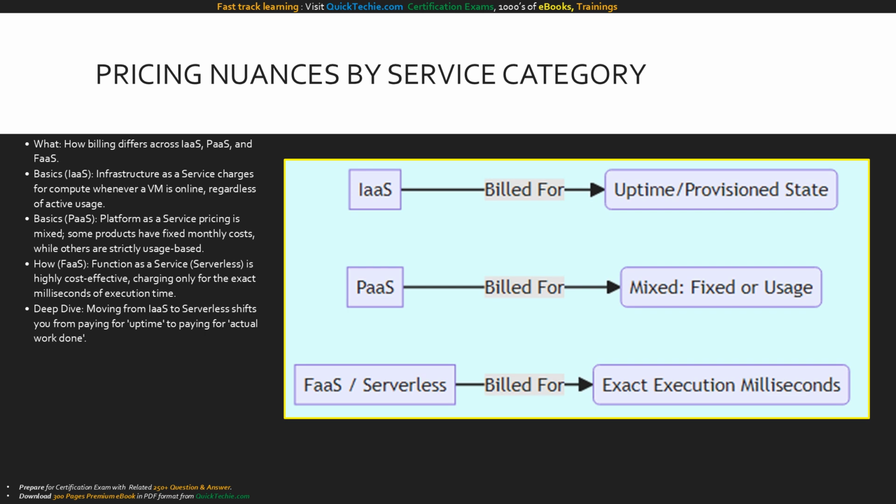This diagram contrasts the 3 service categories. IaaS bills you for simple uptime. PaaS provides a blended model of fixed and usage-based pricing. FaaS, or serverless, offers the most granular billing, charging you exclusively for exact execution milliseconds. The further down you go, the more efficient your spend becomes.